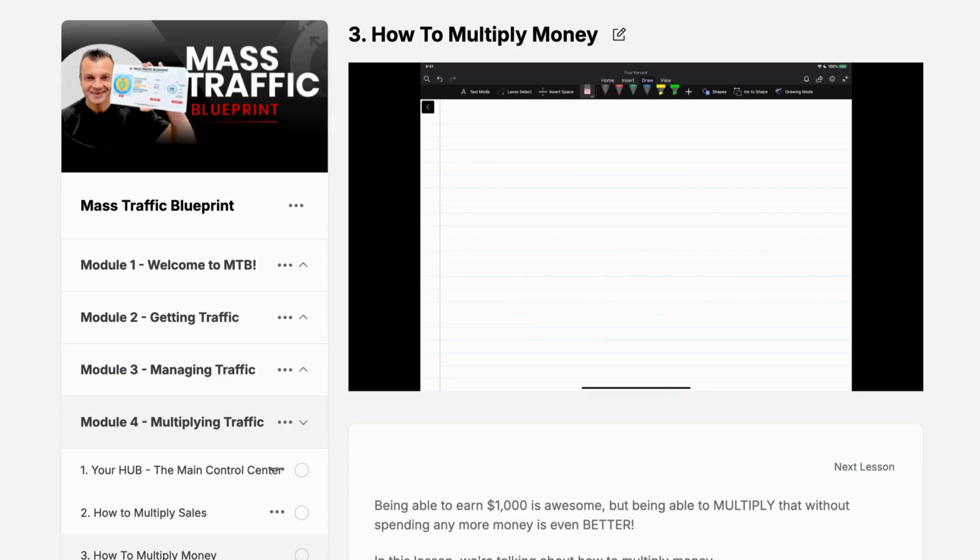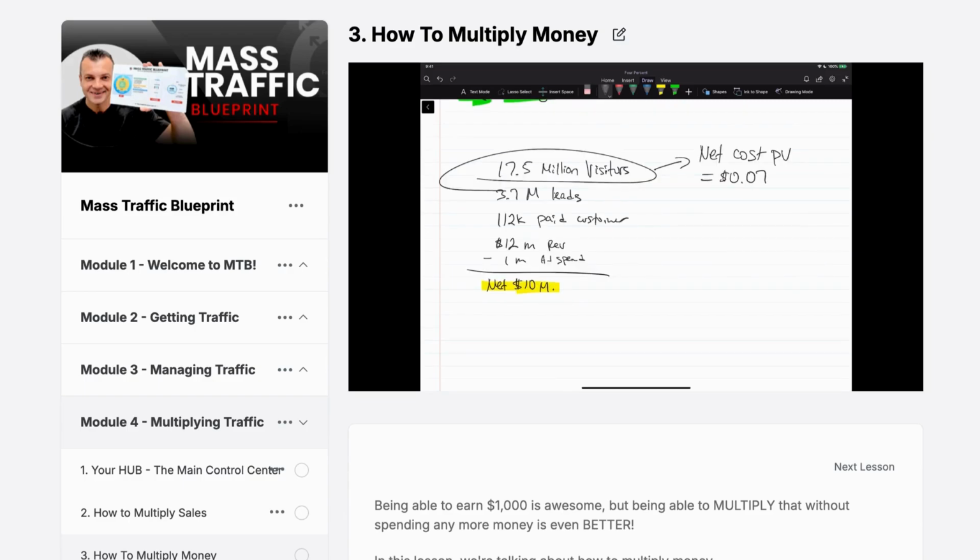What I told you that we were able to get, I ran a campaign where I got 17.5 million, okay, visitors, 3.7 million leads, okay, 7 cents average net cost per visitor on 17.5 million visitors. Remember that? Isn't that crazy?